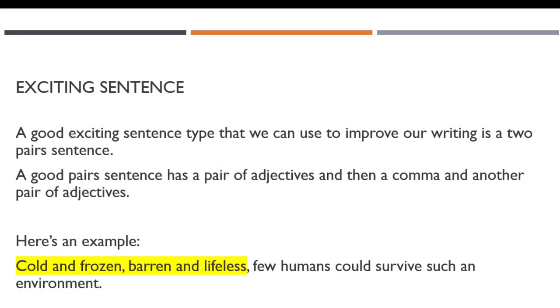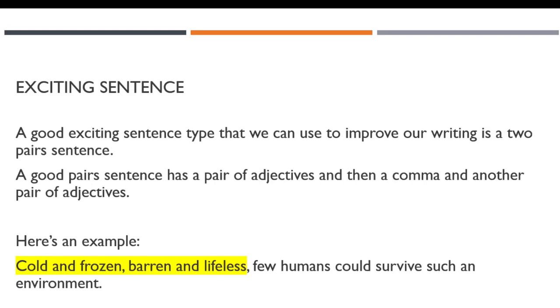Right, exciting sentences. This is going to be your red target, which means it's the hardest thing to do when you're writing this week. And I'm going to give you one exciting sentence type this week. Not any more than that, just one. You can use it if you want. If you don't want to use it, you don't have to. The exciting sentence type is a sentence that we can use to improve our writing. And the one we're going to look at this week is a two pairs sentence.